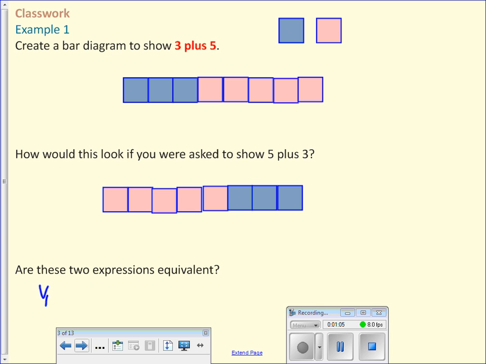So, yes. Oh, that's really sloppy. I can't see the shadow. Yes.